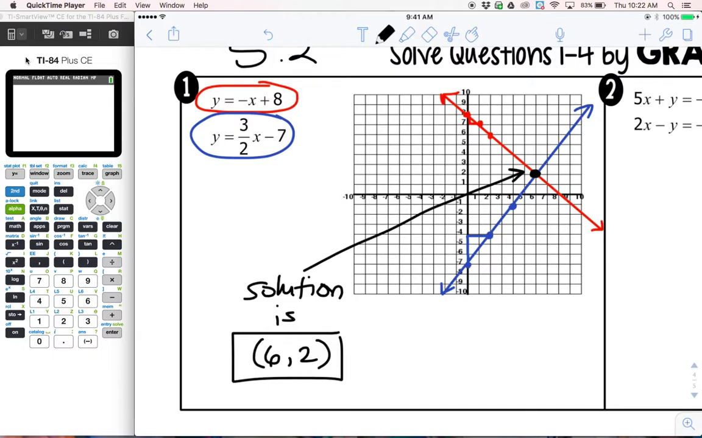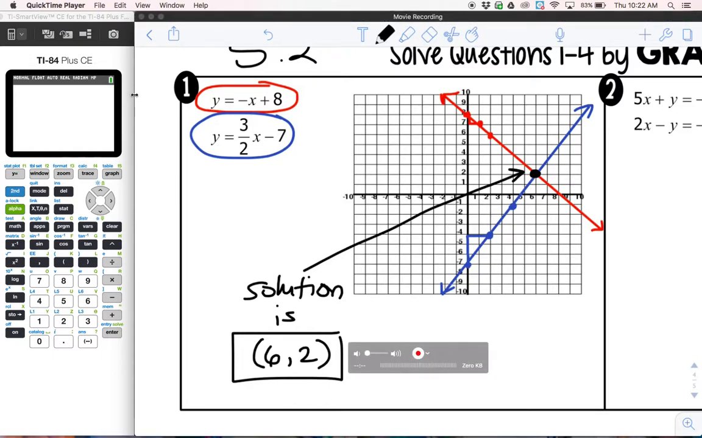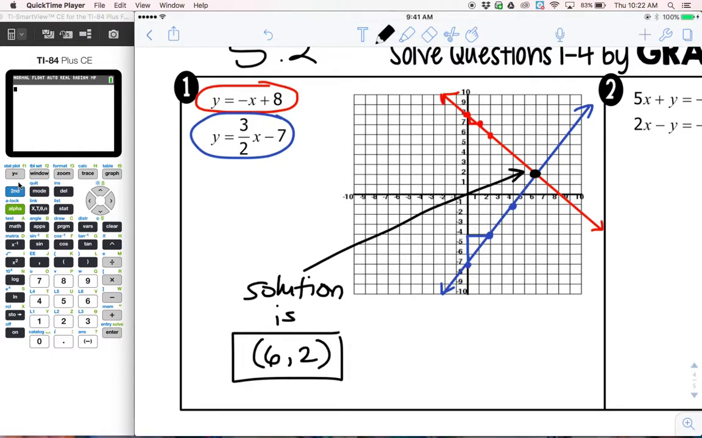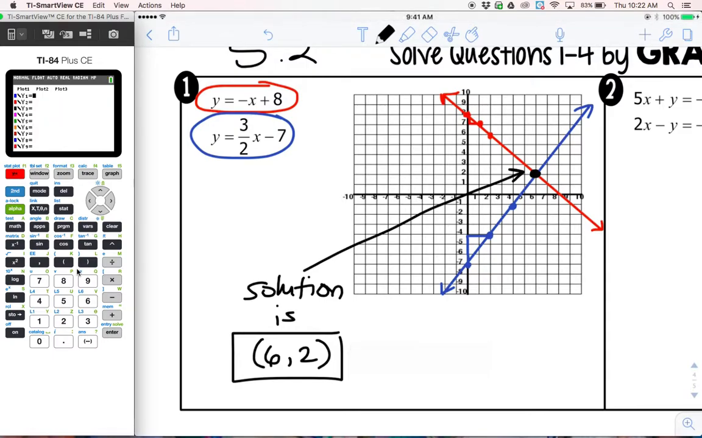Now, we definitely always want to be efficient and work smart. I could also just type these in my calculator. If I go to y equals, I can type in negative x plus 8, and I can type in 3 divided by 2, or 3 halves, or you can use alpha y equals 3 halves x minus 7, and I can graph it in my calculator. Let's take a look. All right, yeah, I can see that looks pretty similar to what I graphed.